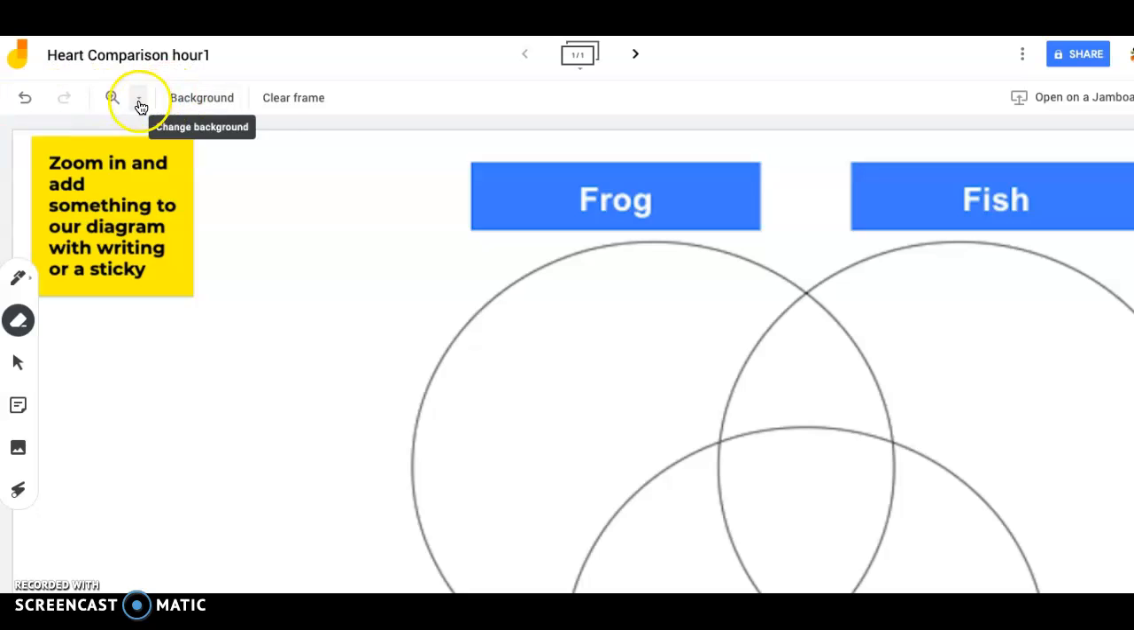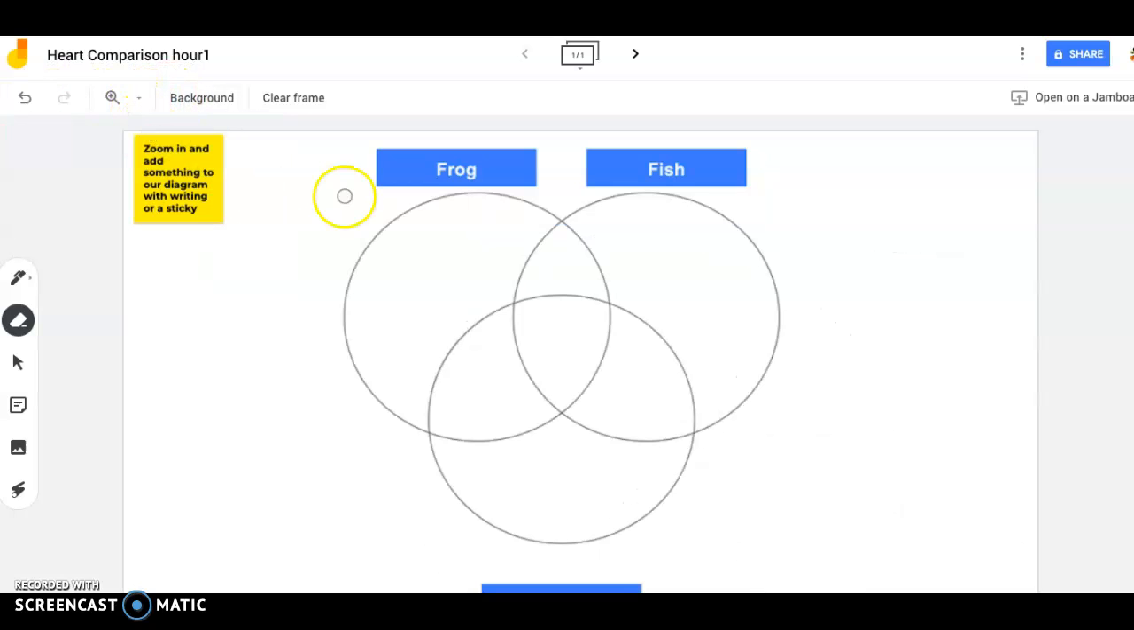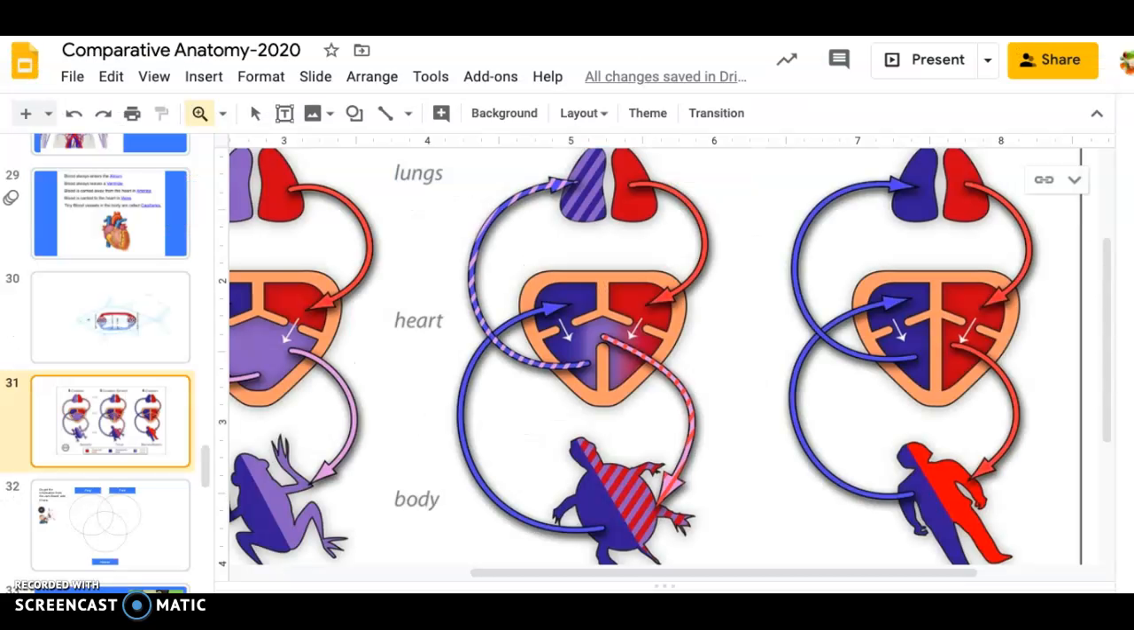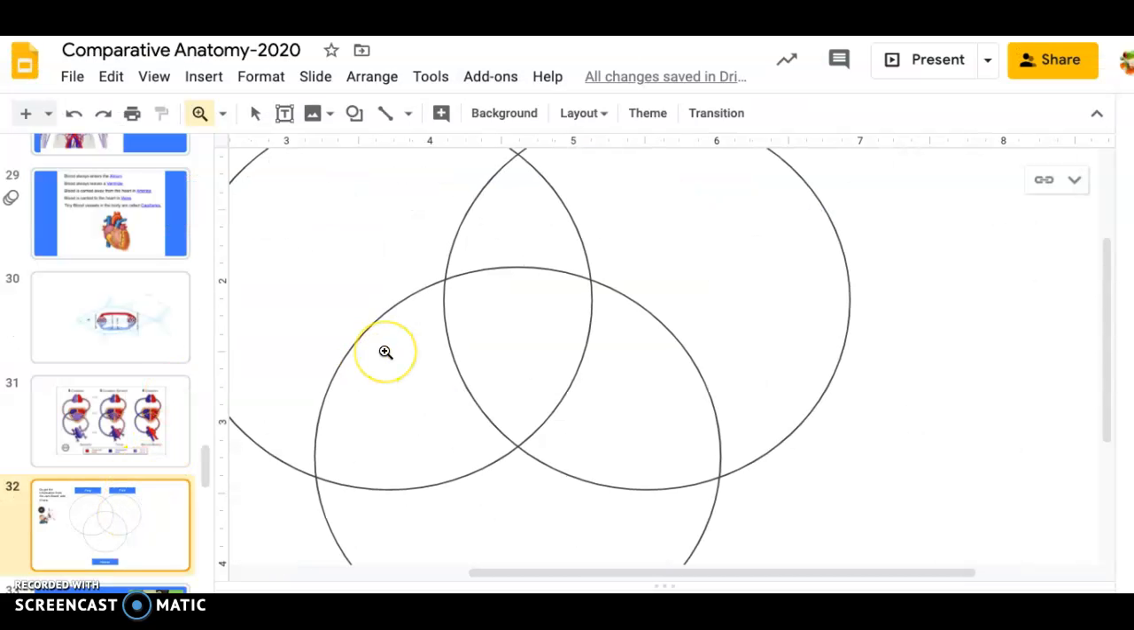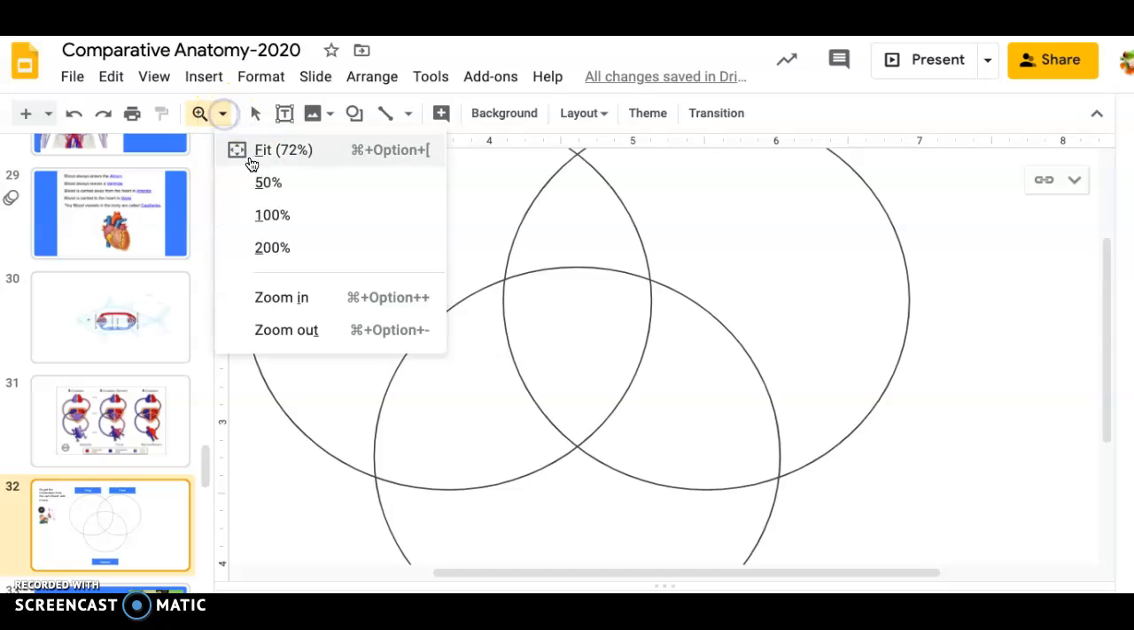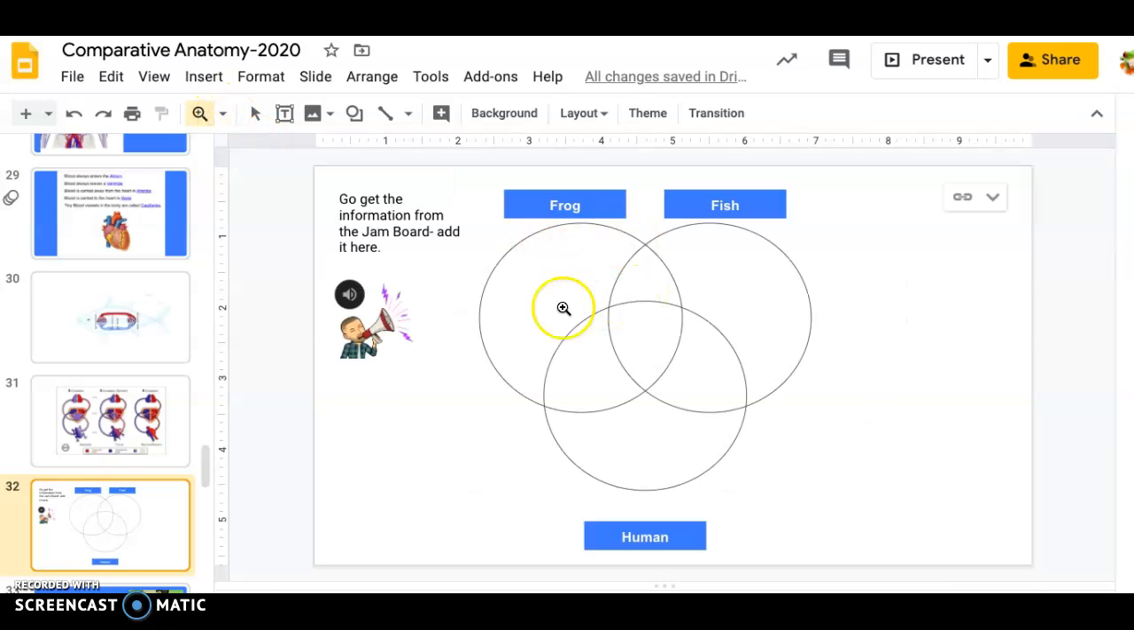So options are up to you, but if you go and look at the Jamboard and other people will be there and you can't think of anything to add, that's okay too. Just make sure that you go through and look at what other people have added. You can edit theirs if you want. And then what I'd like you to do is go back to your notes and insert what you see on your Venn diagram here on slide number 32.